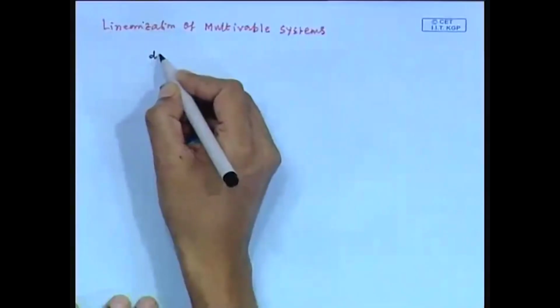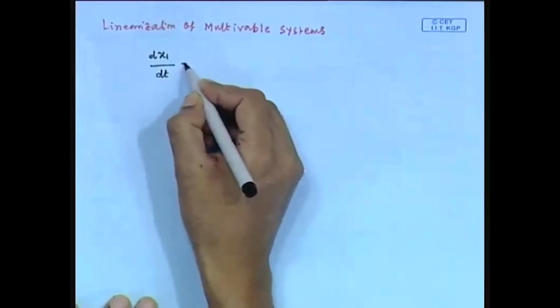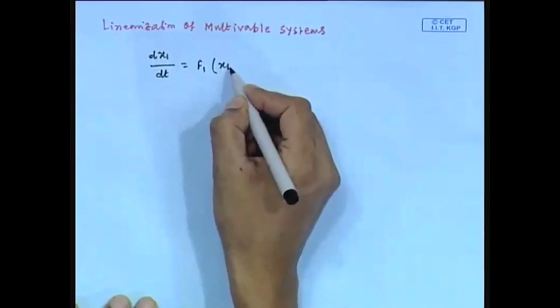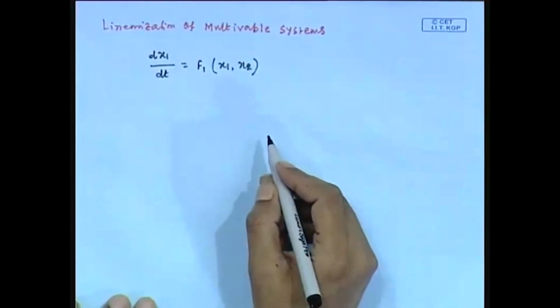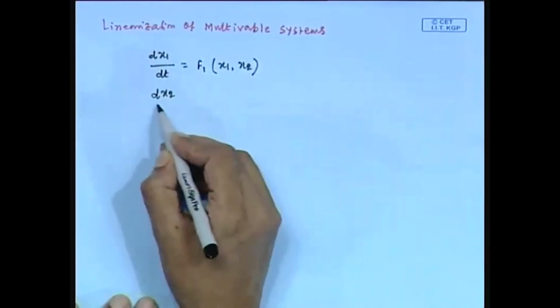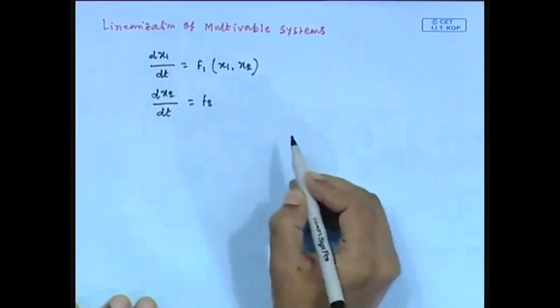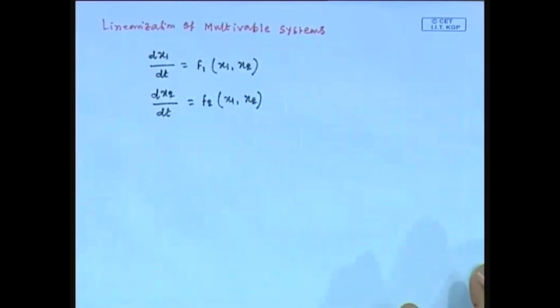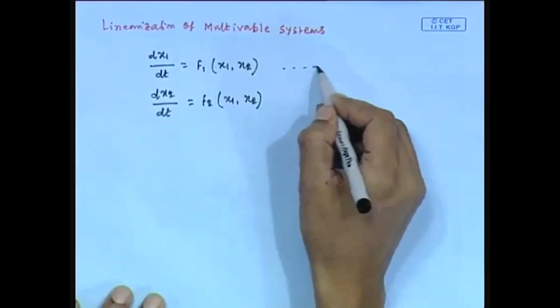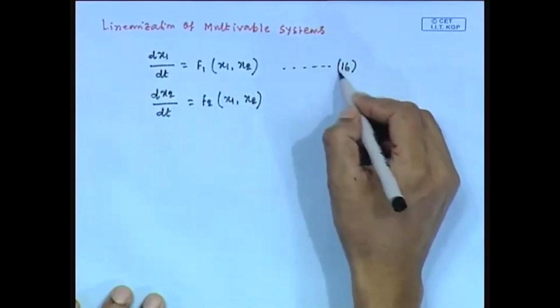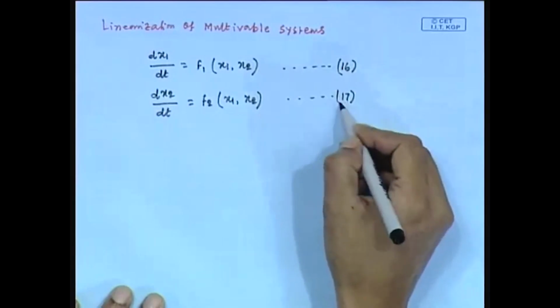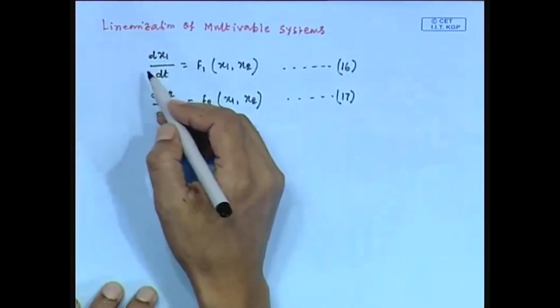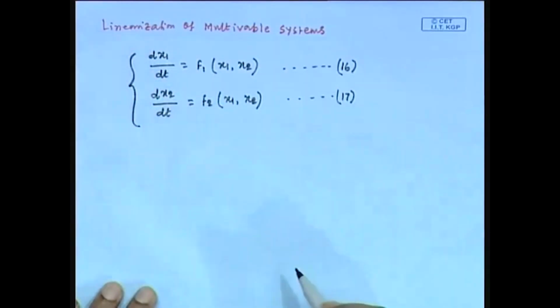Today we will consider a multivariable system represented by these two equations: dx1/dt equal to a function f1 of x1 and x2, and another equation, dx2/dt equal to the second function f2, which is also a function of the two state variables x1 and x2. We will continue the equation numbers. Yesterday we considered up to equation number 15, so today we will start from equation number 16, and this is equation number 17. Fine. So this is the representation of a multivariable system.